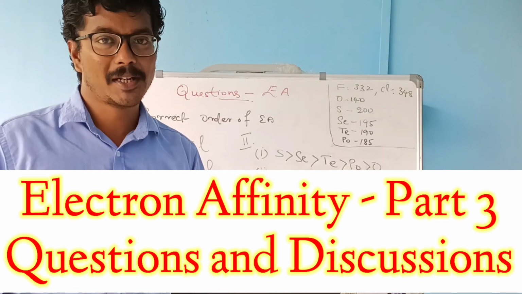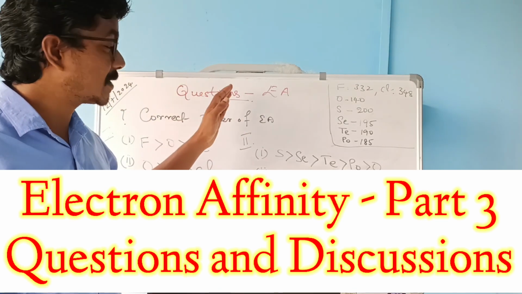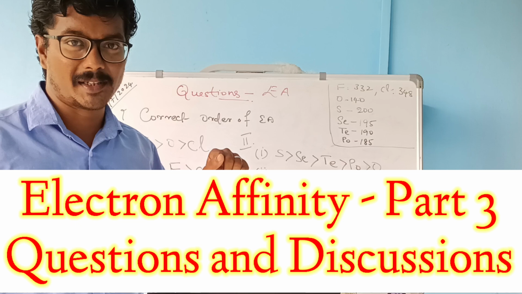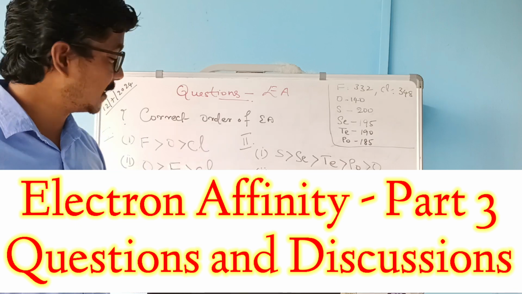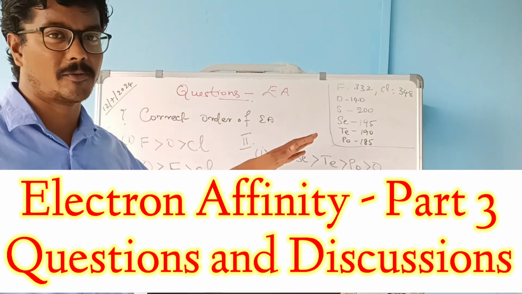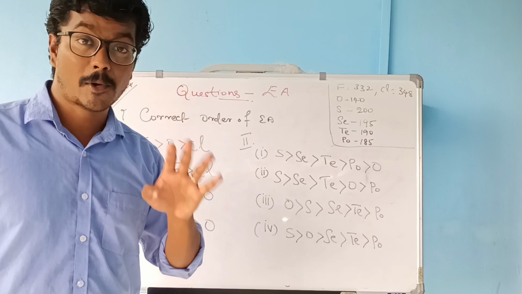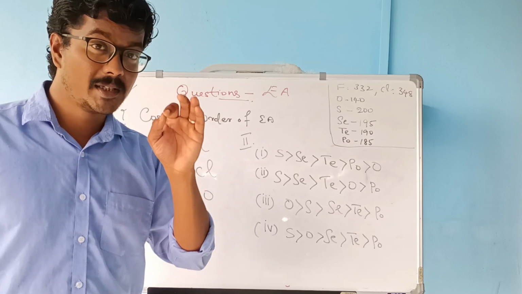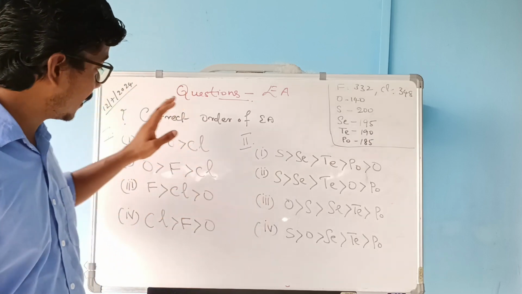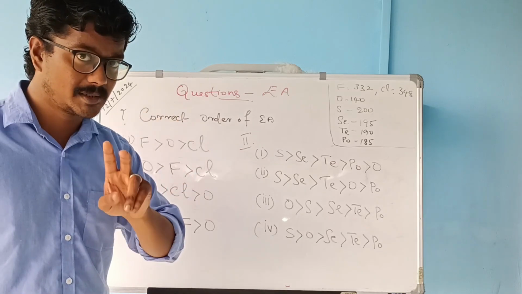My dear students, today we are going to discuss the questions which involve electron affinity. The first kind of question is to find the correct order of electron affinity. You have been given four options, so you have to find which is the correct order. So I'm going to discuss two questions now.